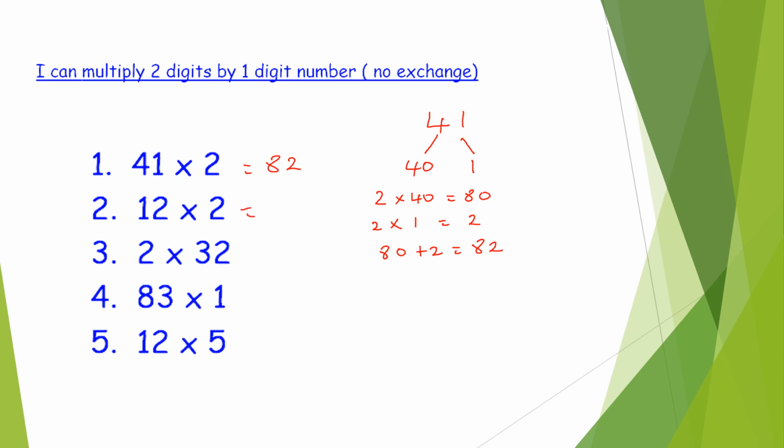12 times 2 equals 24. Did we need to do the partitioning method for this one? Because actually we do know our 2 times tables, don't we? 2 times 32 for number 3, and the answer was 64. 83 times 1, and the answer is 83. And the last one in this section, 12 times 5. We do know our 5 times tables. However, if we did use the partitioning method, we should still achieve an answer of 60.